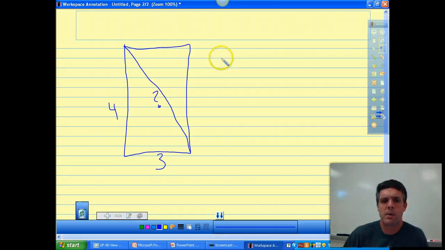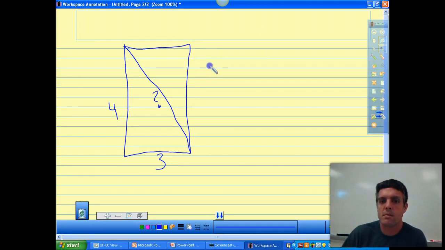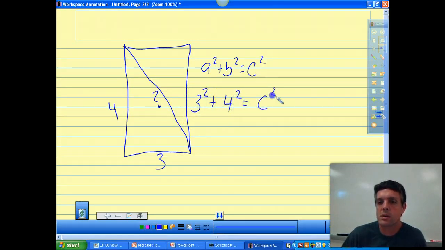Okay, so here we go. We're going to take the Pythagorean theorem. A squared plus B squared equals C squared. A squared is any one of these two sides, B squared is the other one, and C squared is always the hypotenuse, the longest side of any right triangle. So we're going to take 3 squared plus 4 squared, which will give me that missing side. 9 plus 16 equals C squared. This is 25.